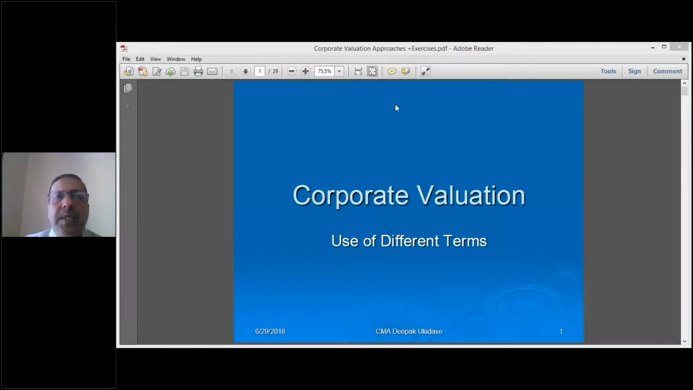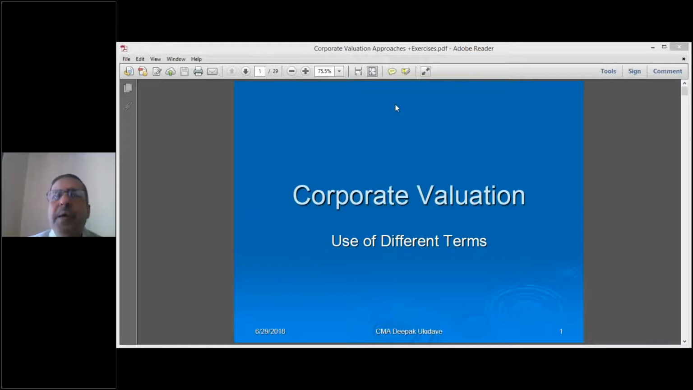There are pros and cons, and different entities make use of different methods of valuation for different purposes. So one cannot say that no company uses nowadays this method or that method. In real life, every company uses some or the other method according to the complexity of their business, according to the purpose, the need for valuation, etc.